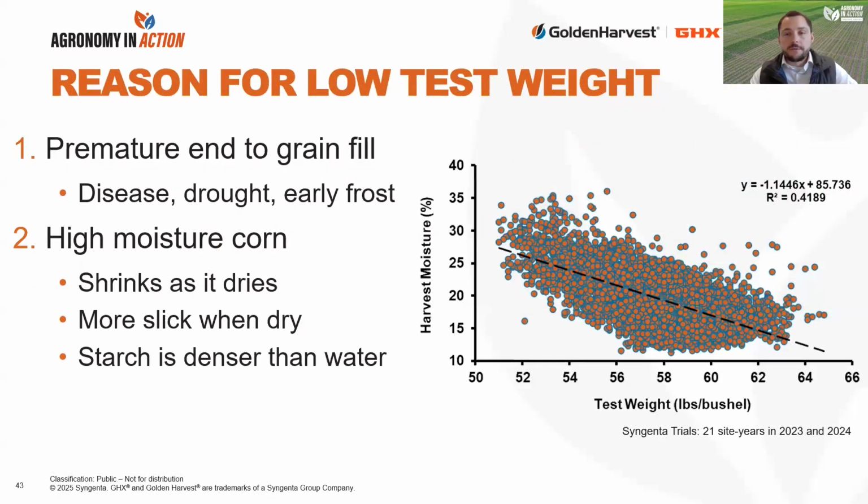In many cases, we do find ourselves in situations where we have low test weight, and some of it is genetics, but some of it can be outside of it. If we have disease, if we have drought situations occur, early frosts will do a lot of damage. You guys could see it's not rocket science. The wetter the corn, the lower the test weight, and that's because when you have high moisture corn, it dries, it shrinks.